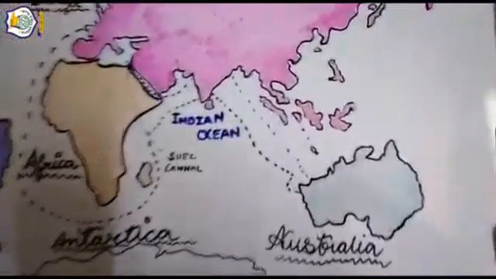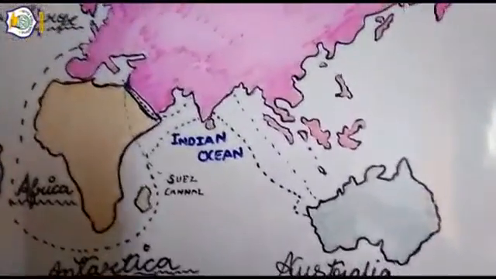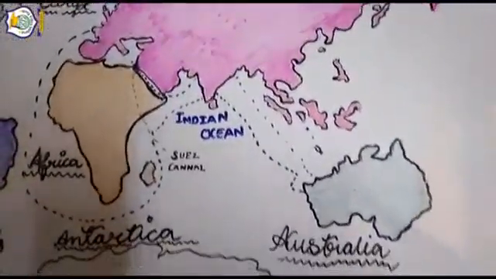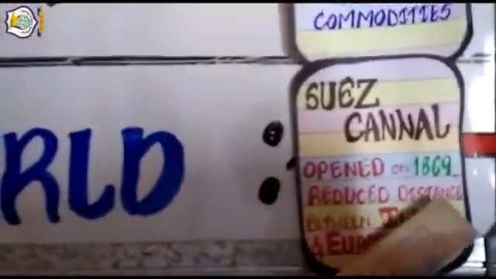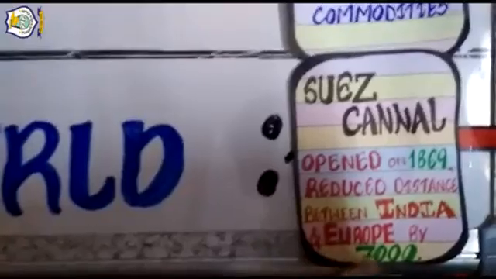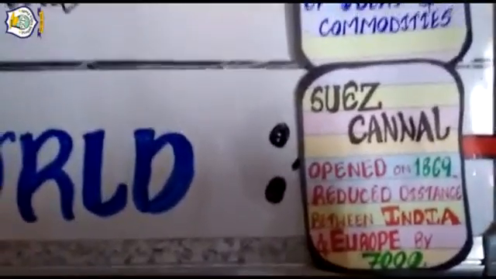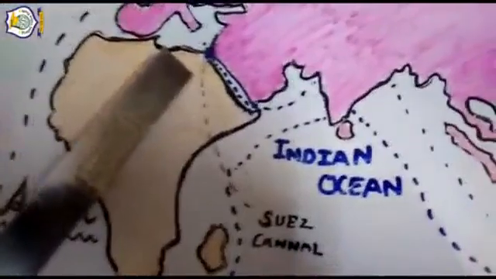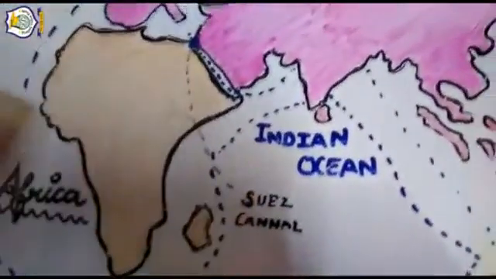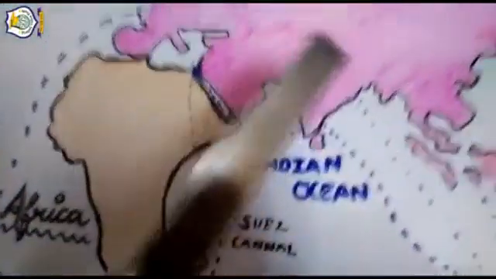Now, here we will discuss an important fact, that is the Suez Canal opened in 1869 and reduced the distance between India and Europe by 7,000 kilometers. The Suez Canal is an artificial sea level waterway in Egypt. Egypt is here. It is often considered to define the border between Africa and Asia. Constructed in 1869, it opened on 17 November 1869.